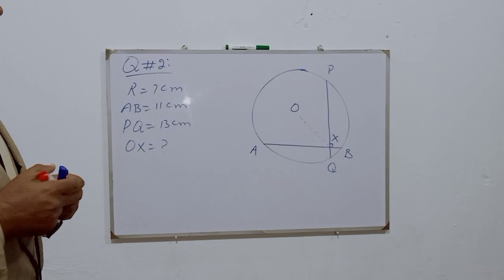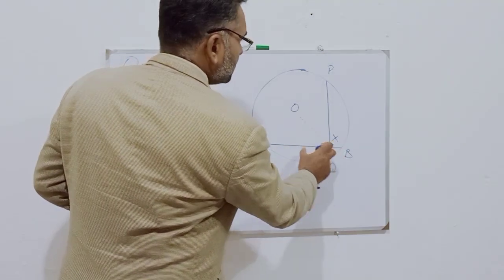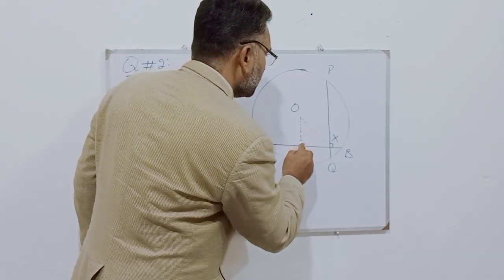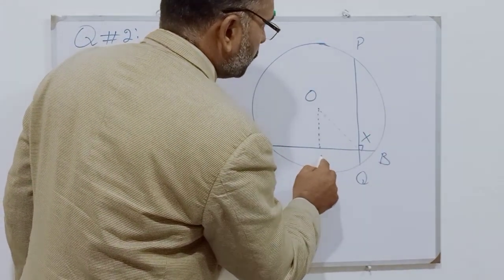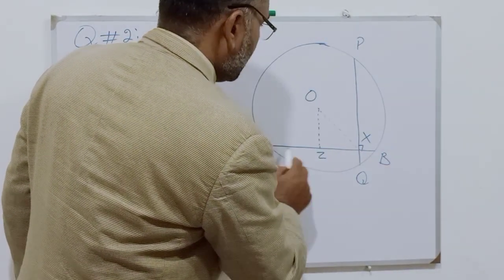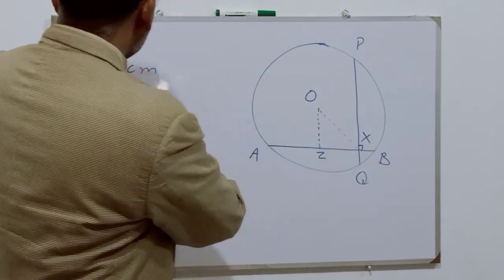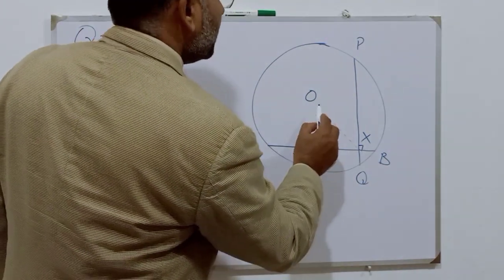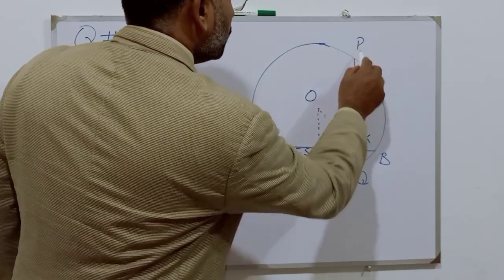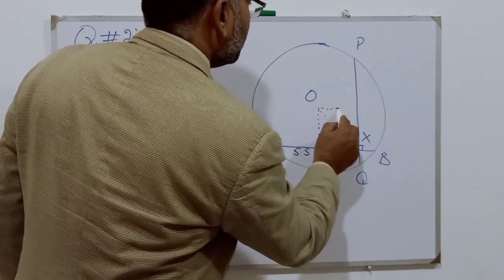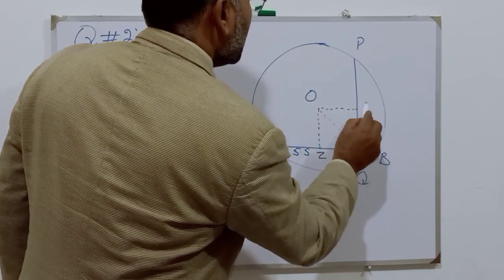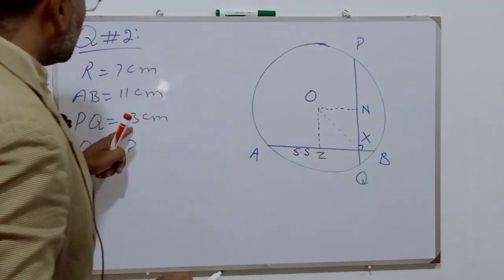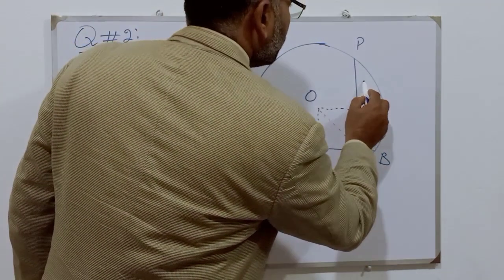So students, the length of AB is 11 centimeter, and when we draw perpendicular from O on AB and name it as OZ, AZ will become 11 over 2, which means 5.5 centimeter. If we draw perpendicular from O on PQ, that will be ON, and the length of NP will be equal to 13 over 2, which means 6.5.